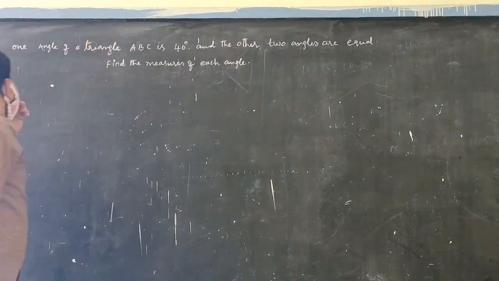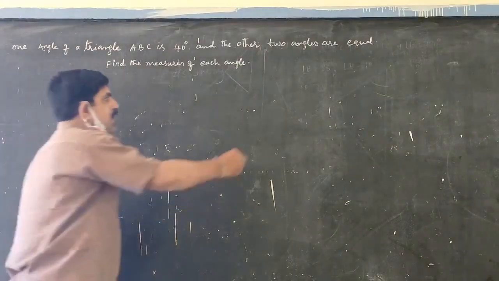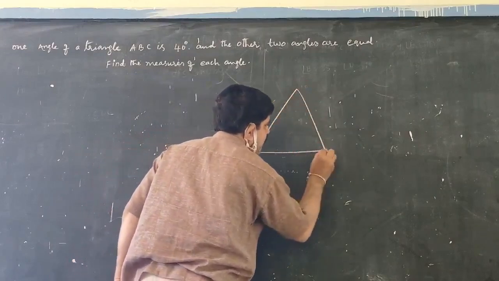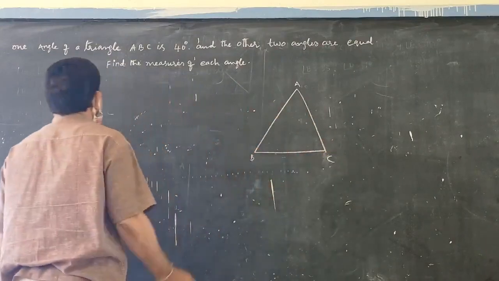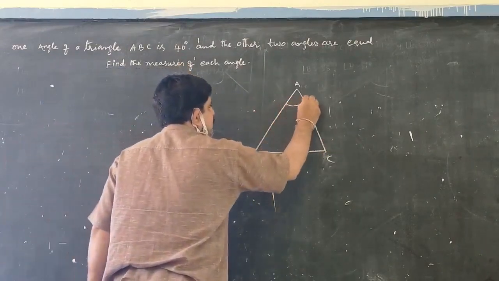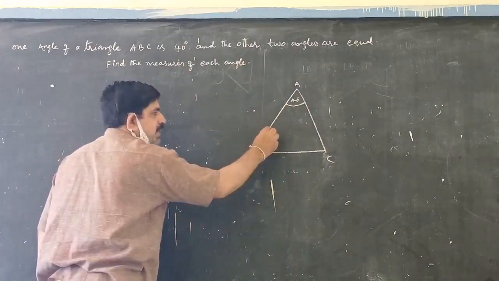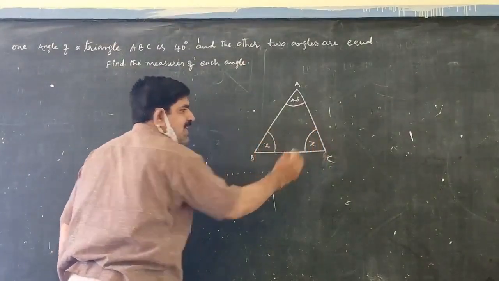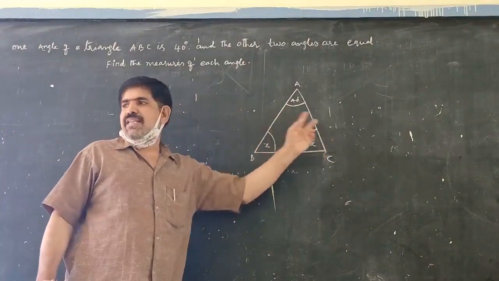What is given? One angle of a triangle ABC is 40 degrees and the other two angles are equal. Find the measures of each angle. Let us suppose ABC is a triangle. In this, let us suppose angle A is equal to 40 degrees and the remaining two angles are equal. That means let angle B be x and angle C also be x. If two angles are equal, then the two sides are also equal.